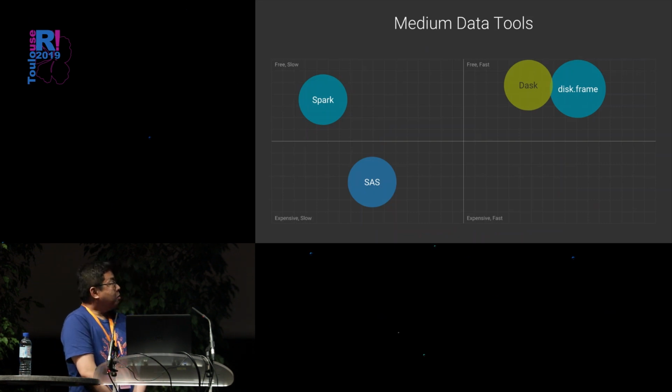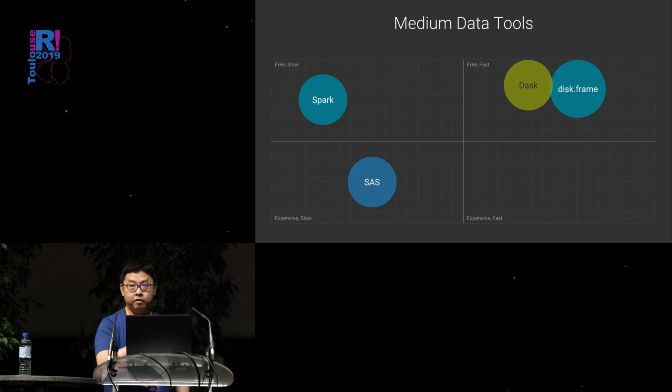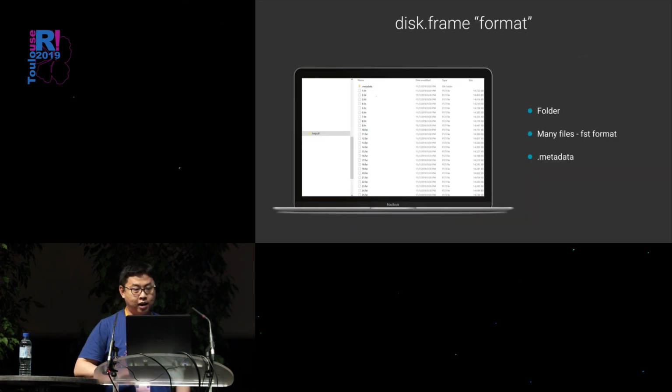I did a little bit of benchmarking, and for one of the use cases, I found that disk.frame is faster than Dask. I haven't done very comprehensive benchmarking yet, but this is where I would see the major medium data tools sit in terms of freeness and speed. So you can see that I'm not a big fan of SAS. Right. Now, how does disk.frame work?